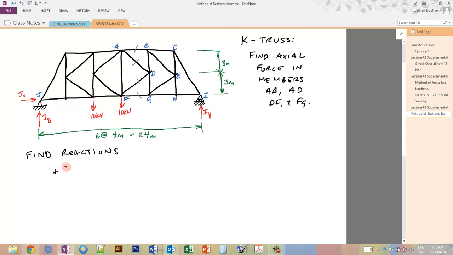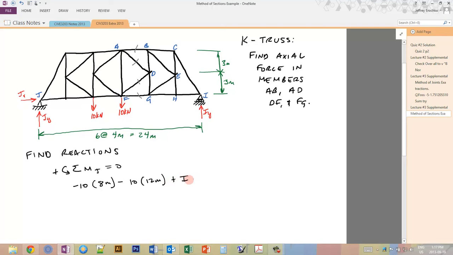So let's do a sum of moments about point J, which is the left reaction point here, equal to 0. So these nodes are 4 meters apart. So the first one is -10 because it's clockwise, times 2 times 4, which is 8 meters. That's this one. Then -10 because it's clockwise again, times 12 meters. That's the difference between here and here.